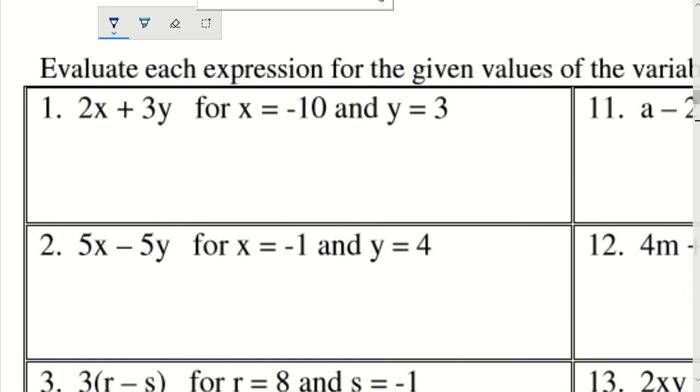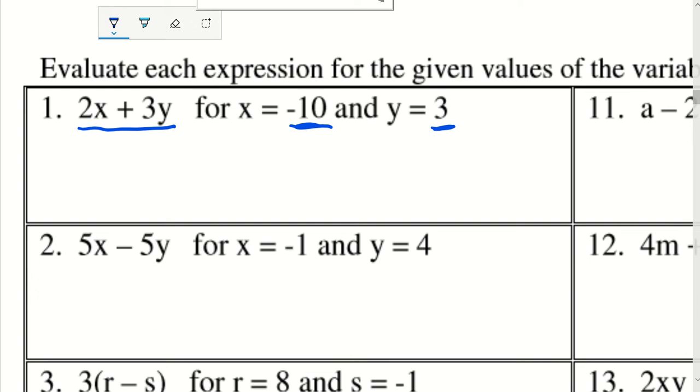So what we have to do in this assignment, they want us to evaluate each expression with the given variables. If you take a look at number one, our expression is 2x plus 3y, and they're telling us to evaluate it when x is equal to -10 and y is equal to +3.